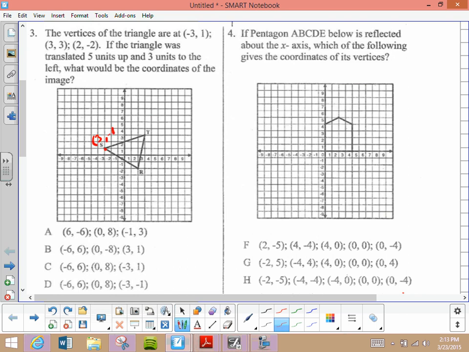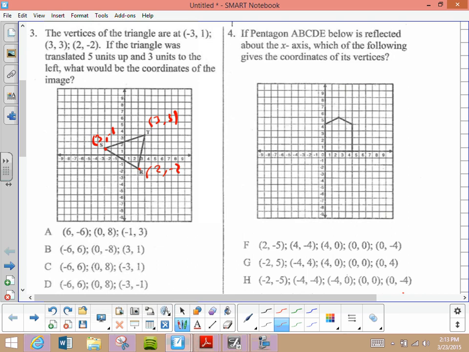And then this is 3 and 3. And this is 2 and -2. And you could have translated it by visually doing it. So when I say go 5 units up, I usually raise my hand up and then 3 to the left, and I know that I have to land on the second quadrant, right? Visually. And you can also do it numerically.